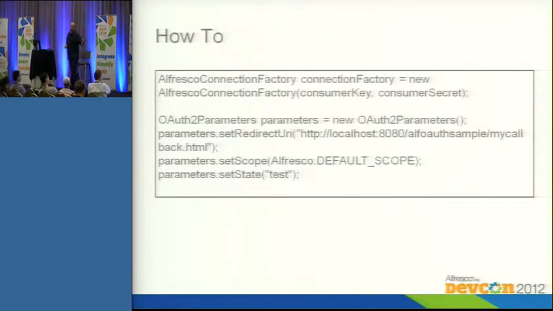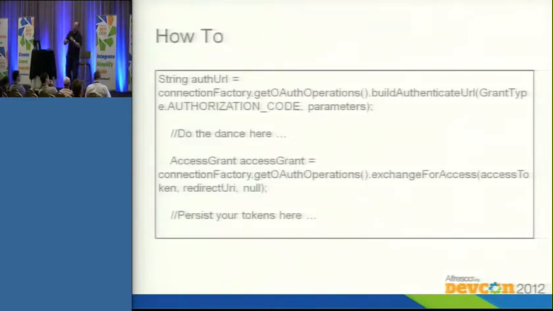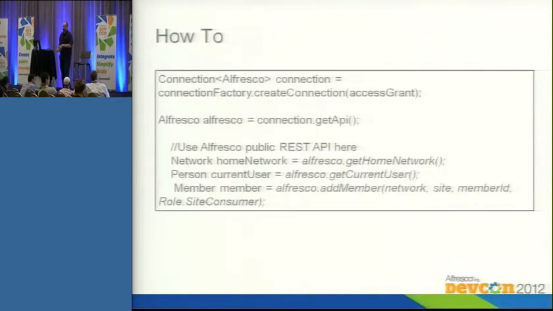All right, how to make that happen. First, you need to create a connection factory. This takes your consumer key and secret that you would get from whoever the provider is for your application. You then create the parameters that you're going to pass, which I'm going to move through really quick. You take those parameters and get a URL that you can use to call a web-based UI where you pass the username and password, and you get back a token that you can then exchange for access. Once you have that token and exchange it for access, you can take it and get a grant operation to be able to get the API.